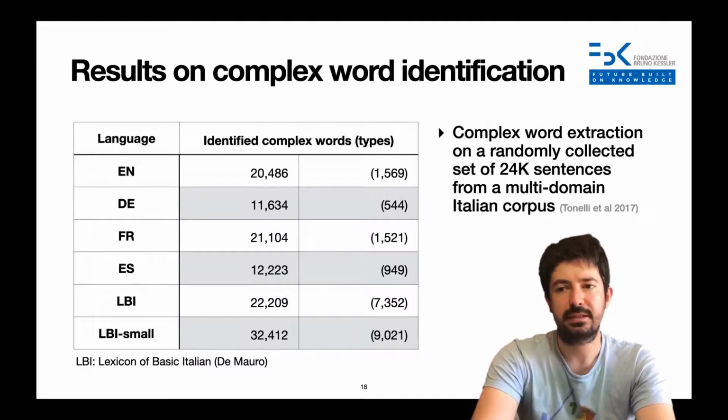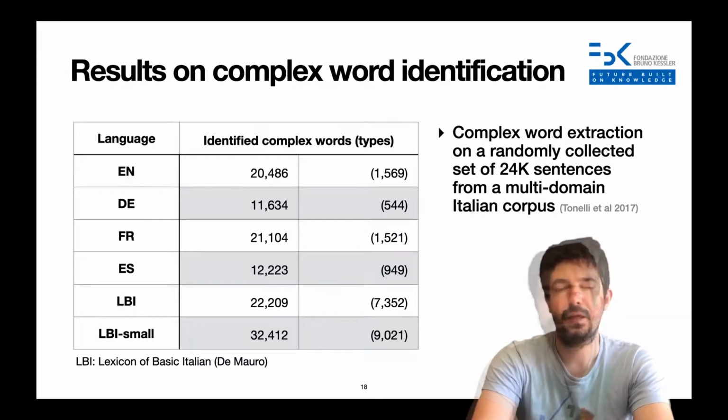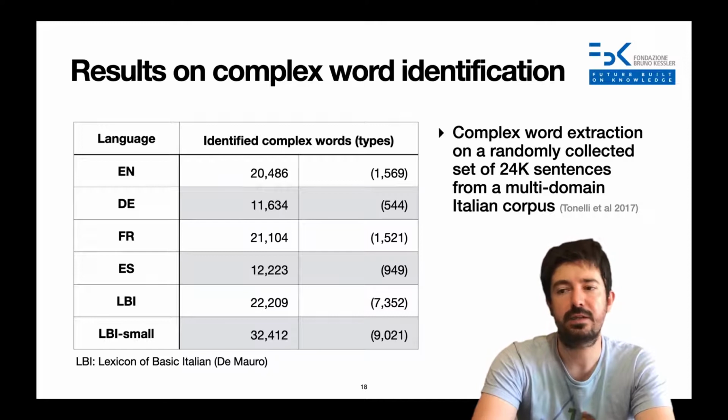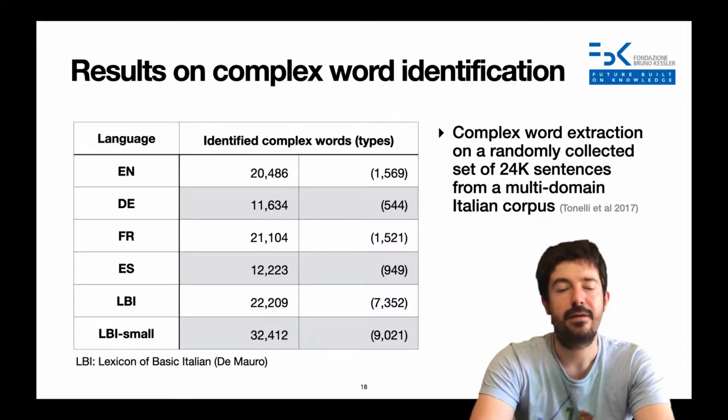We randomly collect 500,000 sentences from a multi-domain Italian corpus. We remove all sentences containing at least one word from our training sets, resulting in a set of 24,000 sentences. LBI is the lexicon of basic Italian, written by De Mauro. It contains the 7,500 easiest Italian words, split into three categories: fundamental Italian vocabulary, most frequently used, and highly familiar. The LBI small row represents only the first set.